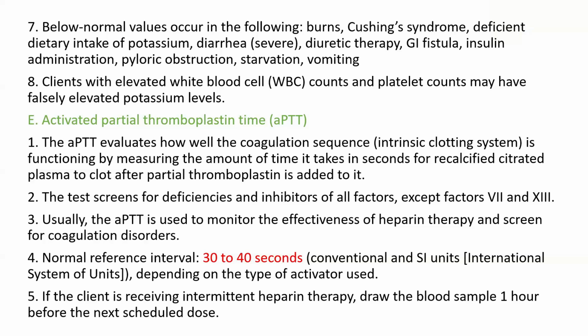If the patient is on anticoagulant therapy, then what will be the APTT range? It will be between 1.5 and 2.5 times more than 30 to 40 seconds. We have to multiply 30 or 40 by 1.5 or 2.5. So that will be the therapeutic range for patients who are taking heparin therapy. If the patient is taking heparin therapy, at what time do you have to withdraw the blood sample? Before 1 hour of the second scheduled dose.